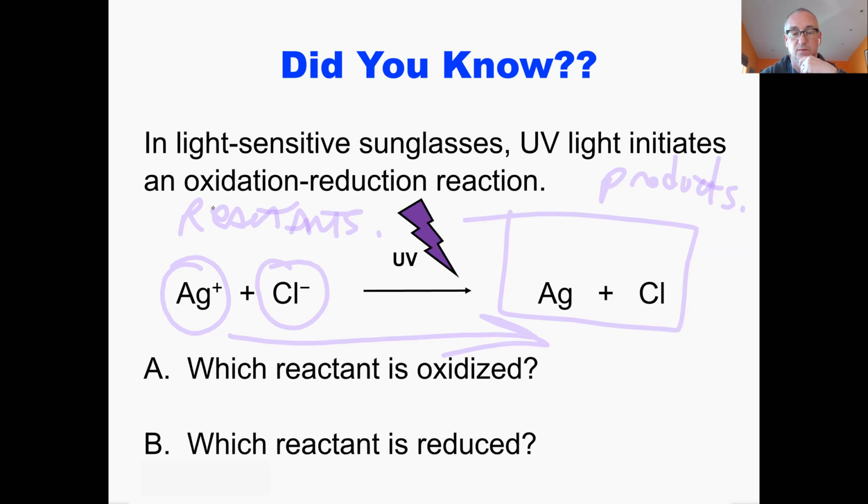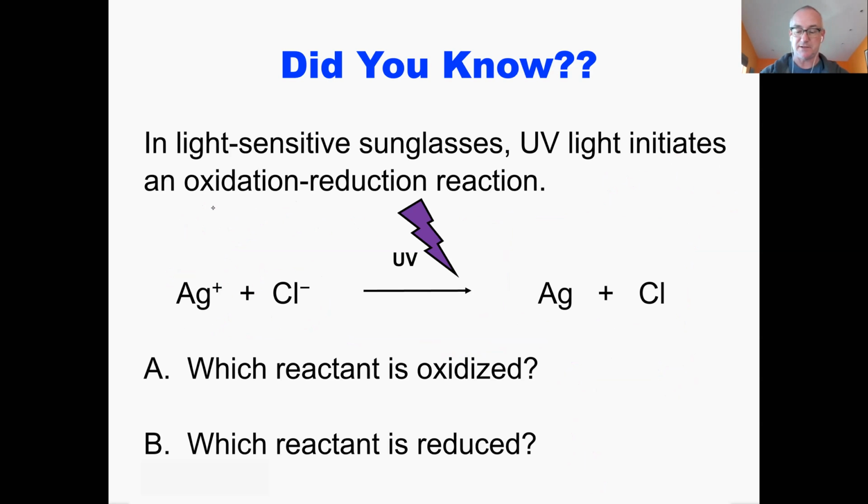So who gets oxidized, who gets reduced? Chloride gets oxidized. Yep. Chloride ion gets oxidized to chlorine, and silver gets reduced from an ion to a metal. So you can see through silver ion, but of course, when silver is reduced to the metal, it blocks a lot of the light, so your lenses get darker. So that's the reaction that takes place.